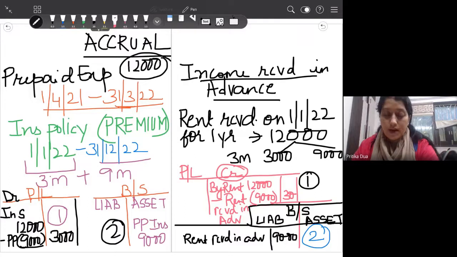Okay, so I hope that these entries related to accrual concept are clear to everyone. Any doubt in any of the 4 adjustments that we have done? No doubt? No ma'am. Okay, so I'll stop here then. These 4 adjustments, just revise.